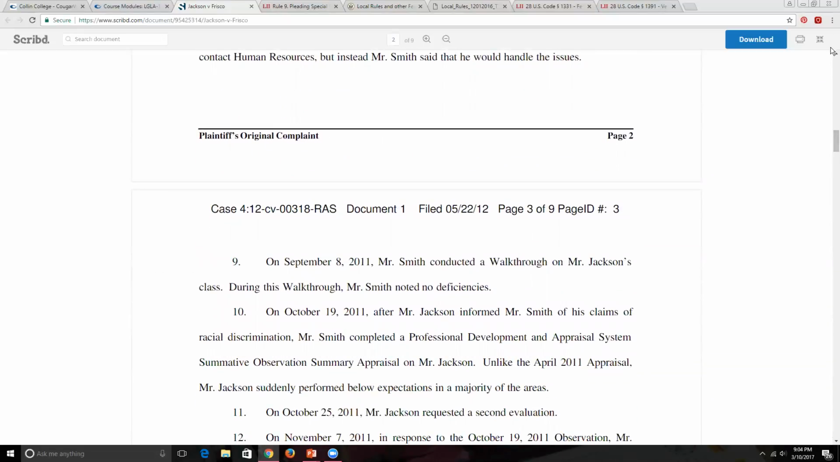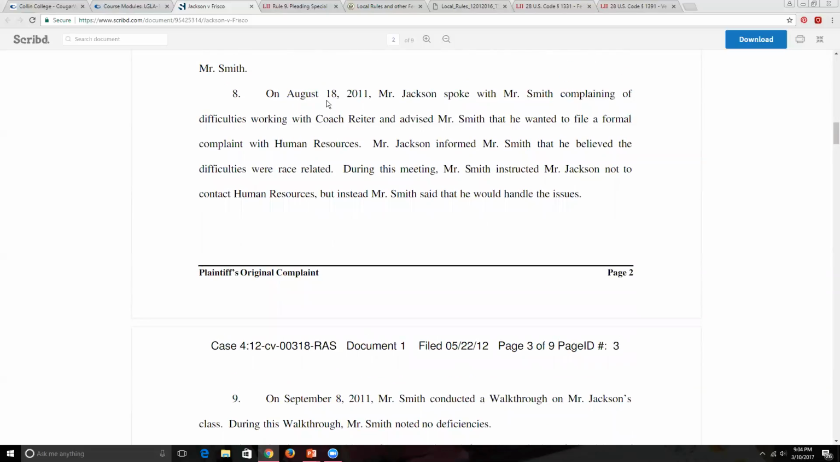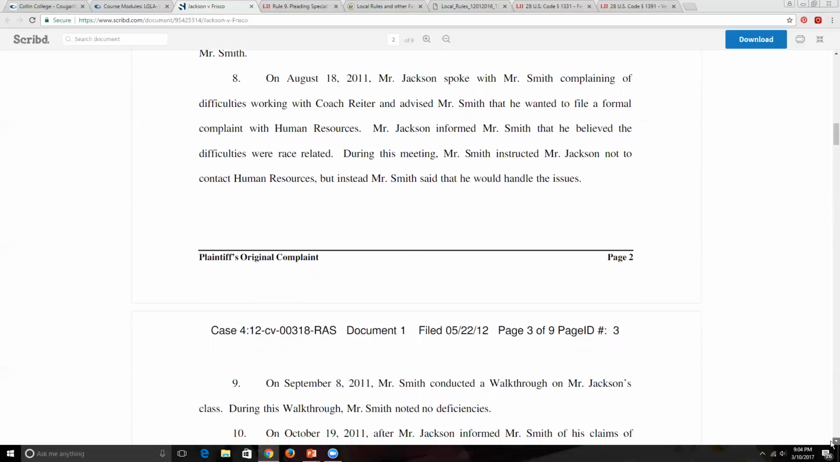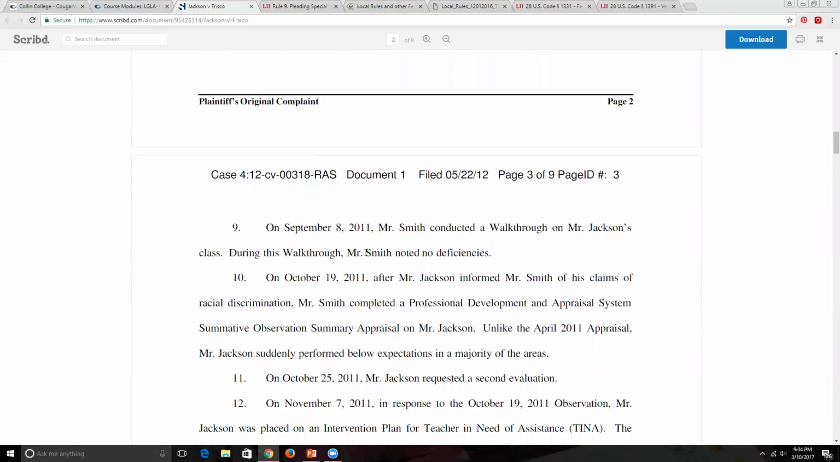We're now a few days after this meeting, a little bit less than a month. On September 8, 2011, Mr. Smith conducted a walkthrough on Mr. Jackson's class. During this walkthrough, Mr. Smith noted no deficiencies. Now, walkthrough is capitalized, but it's not a term that's been defined, and it's not a term that ordinarily has a meaning to someone probably outside of the education industry.